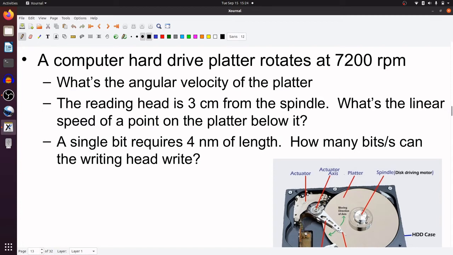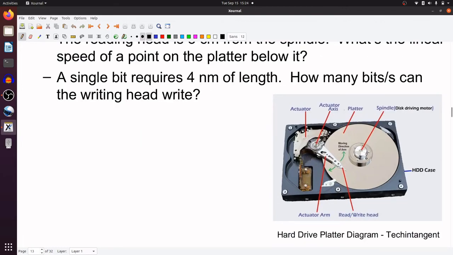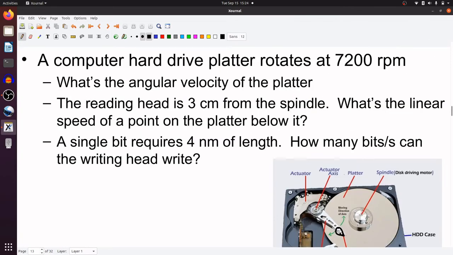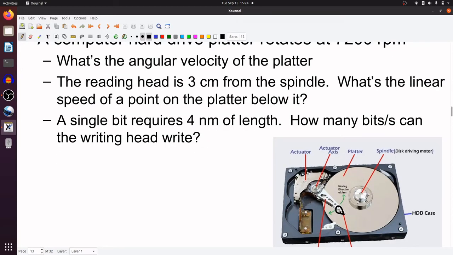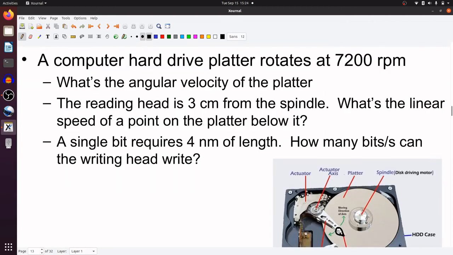So we've got a computer hard drive platter that rotates at 7,200 RPM. That's roughly the higher number for most hard drives, at least traditional ones. We need to figure out the angular velocity of the platter. The reading head is 3 centimeters from the spindle, and the reading head is right there. What's the linear speed of a point on the platter below it? And a single bit requires 4 nanometers of length. How many bits per second can the writing head write? So, let's start with the first one. What is the angular velocity of the platter? So we need to convert 7,200 RPMs backwards.